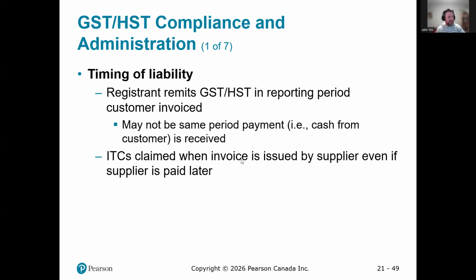ITC is claimed when invoices are issued by the supplier, even if the supplier is paid later. So it's the same thing. I get my ITC for sales tax paid as soon as I get the invoice in. So I can match these transactions in a specific period when the expense and sale occurred. The assumption is I will pay them eventually, so I can just net them and remit the difference to the government now. So the government doesn't have to wait around for payments to actually be made.